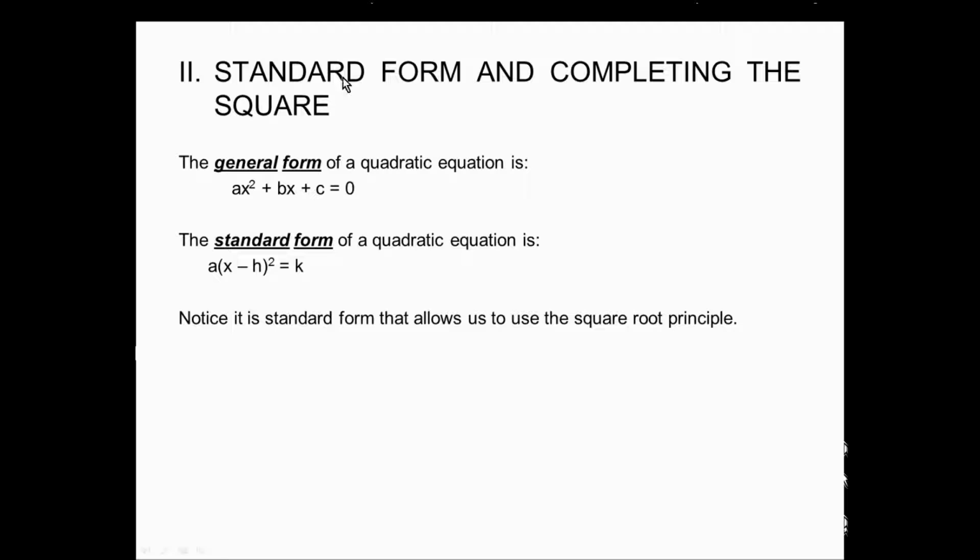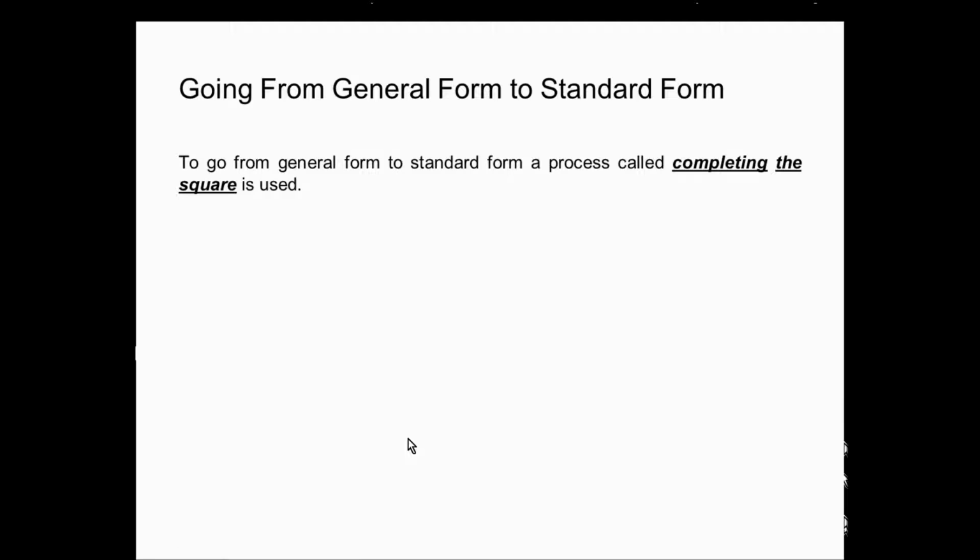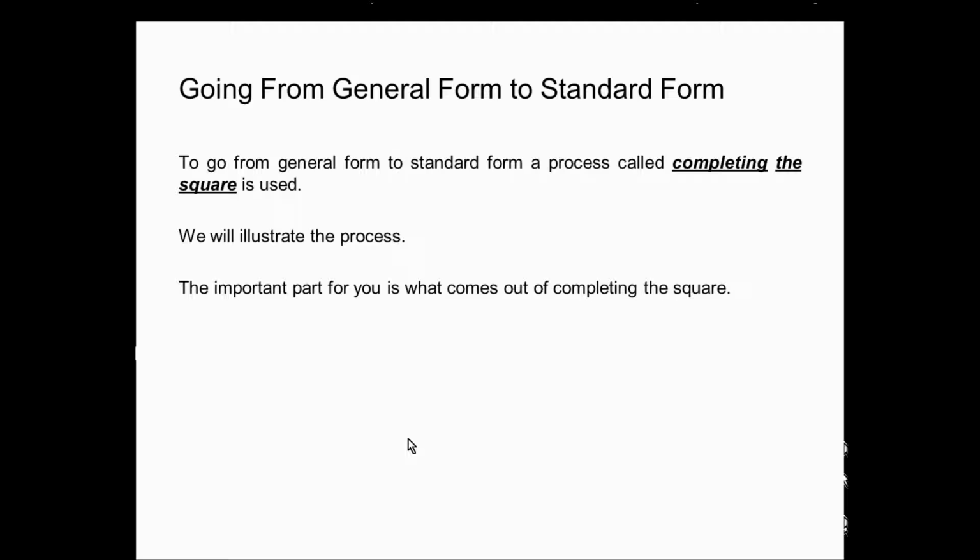Now if you want to go from standard form to general form, you just square that out, distribute the a, and subtract the k. So we want to go from general form to standard form. How do we do that? Because again, remember, standard form is what lets you use the square root principle, which is a lot easier than factoring. So to go from general form to standard form, a process called completing the square is used. So it's completing the square that lets us go from general form to standard form. We will illustrate the process.